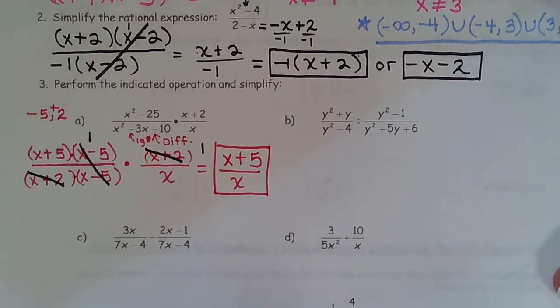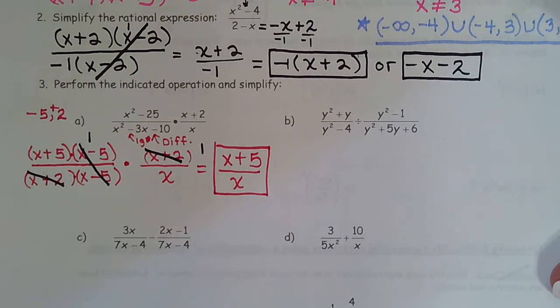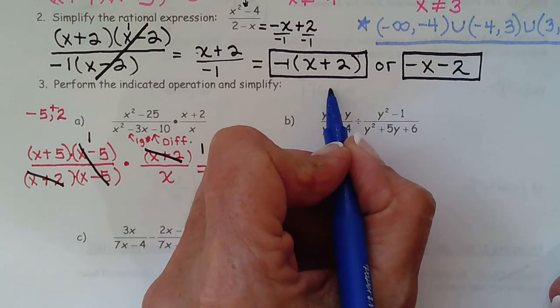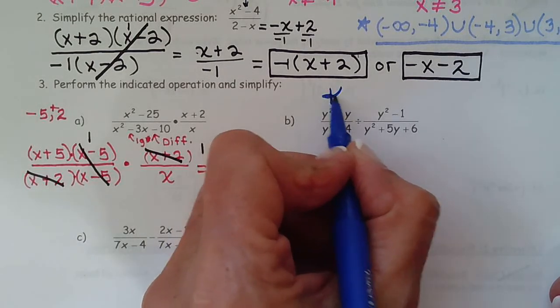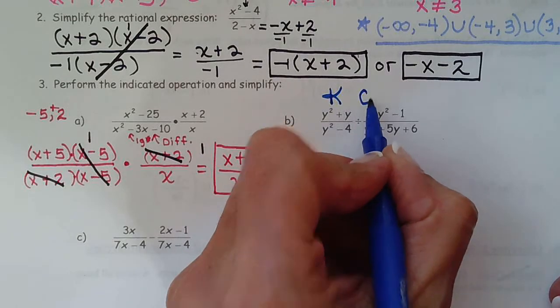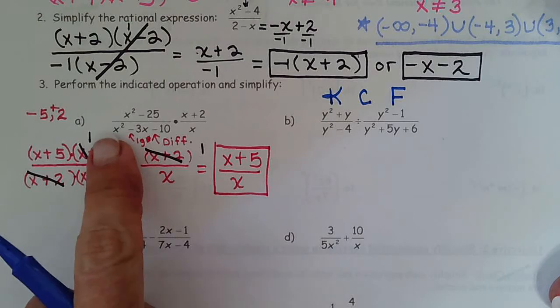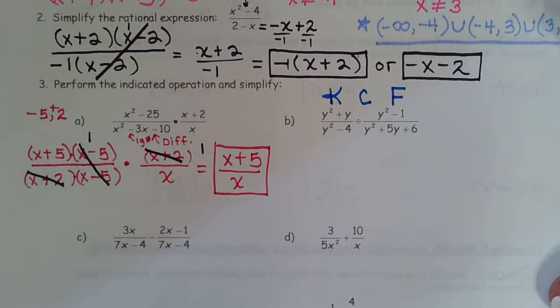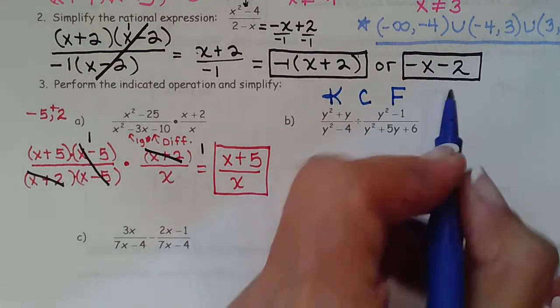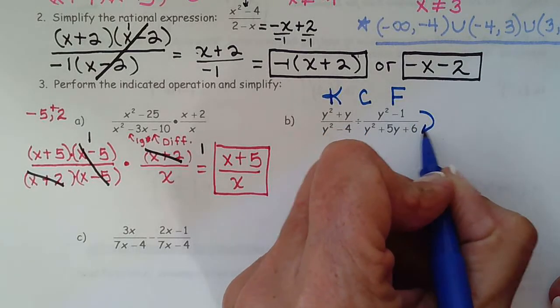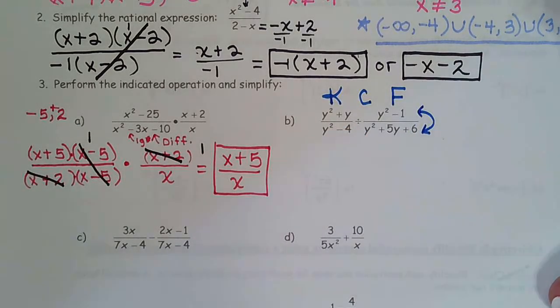Okay, so division. Who remembers the little acronym for division? Keep, change, flip. So we don't do that with multiplication. We just multiply, keep everything where it's at. With division, we have to flip the second one. So students get really involved in the factoring and they forget to flip it. So put those arrows there. That's just a good, safe thing to do.